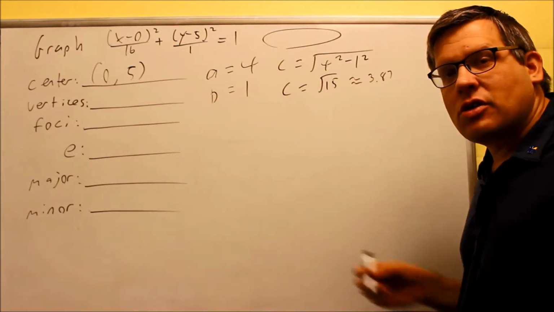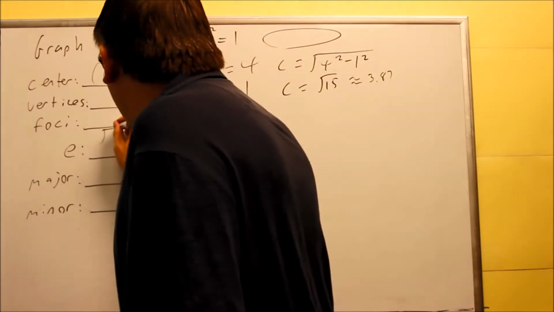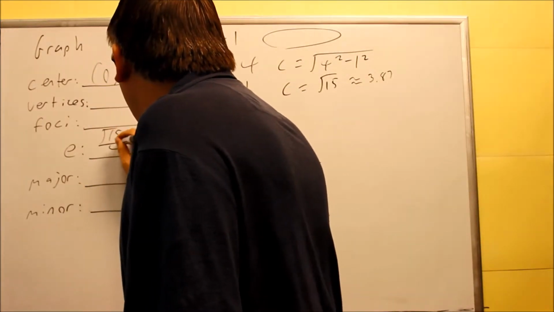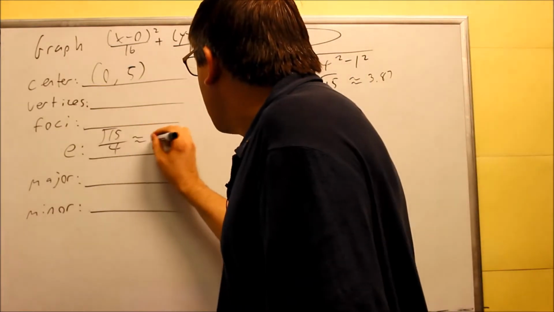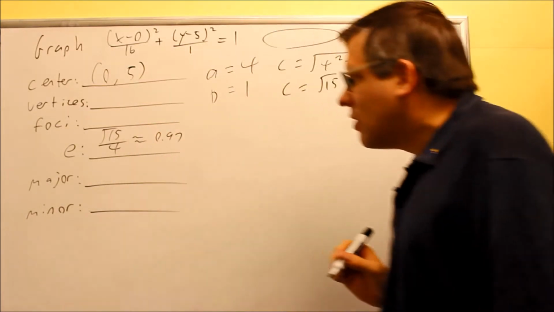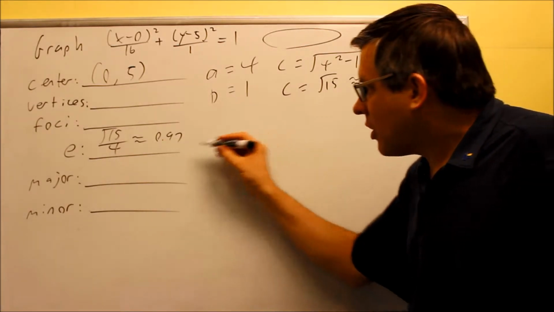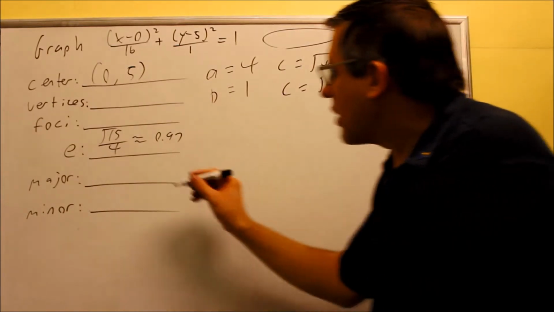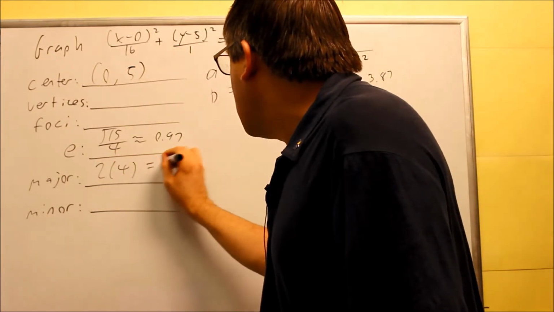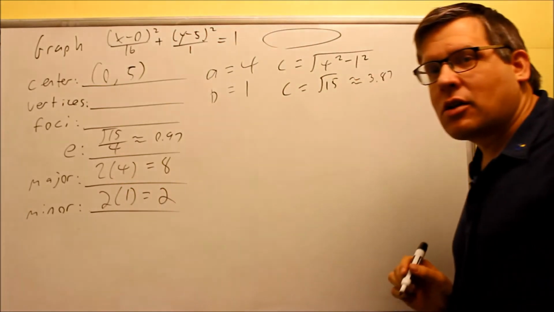Your eccentricity is always c over a, same formula every time. It's the square root of 15 over 4. That would be the exact value for it. If you work out the decimal, it's about 0.97. So this one is going to be probably the narrowest one that we've seen so far because it's closest to 1. So it'll be a real narrow one this time. Major axis, 2 times a. 2 times 4 is 8. Minor, 2 times b. 2 times 1 is 2. So we have that complete.